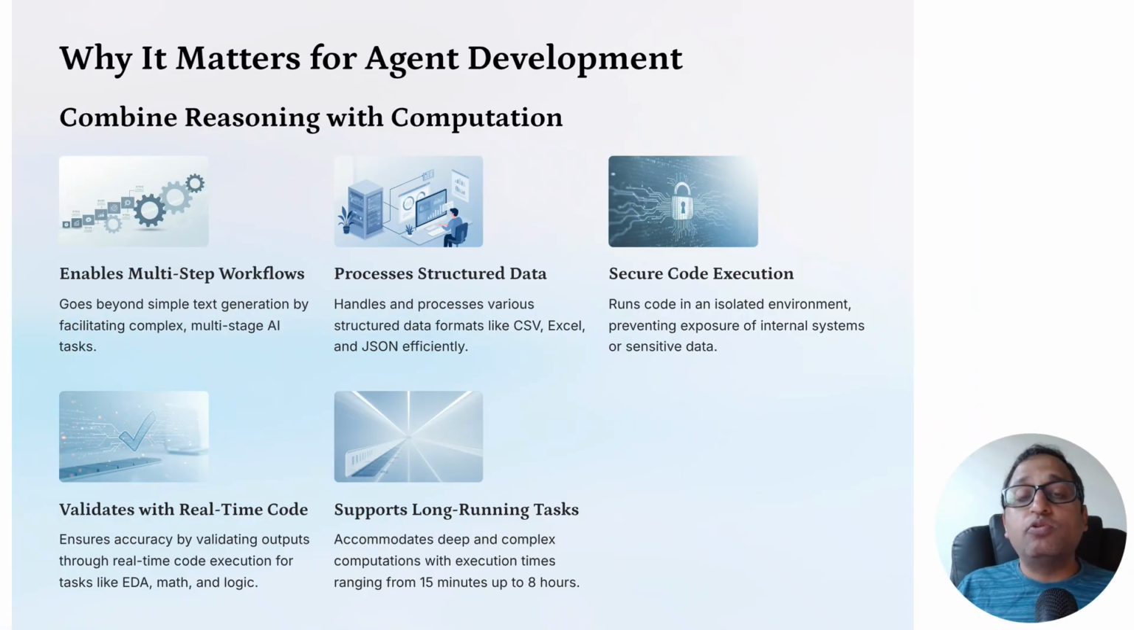Let's now explore why the code interpreter is such an important, powerful tool for AI agents. Number one, it helps the agents with multi-step workflows. So what it means is that now agents can go beyond simple prompt response interaction. Agents can now perform complex workflows, like analyzing a data set, summarizing results and generating visual insights, all within a single session based on the data you provide.